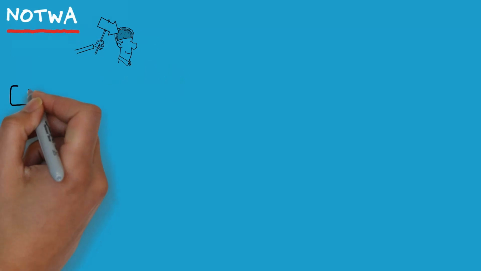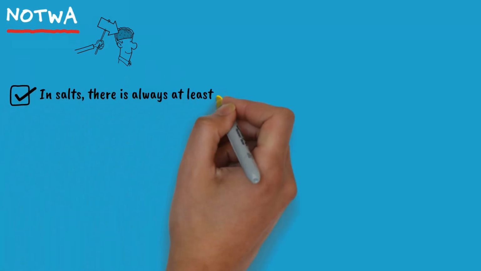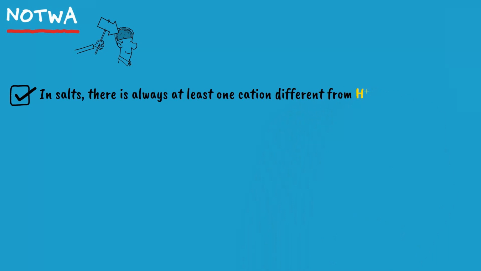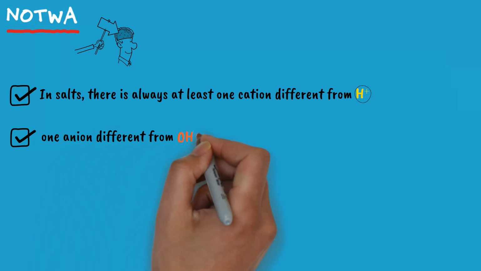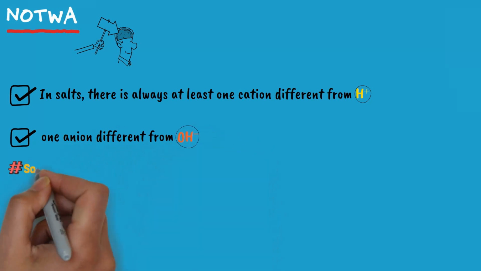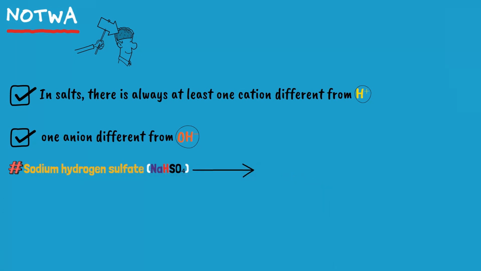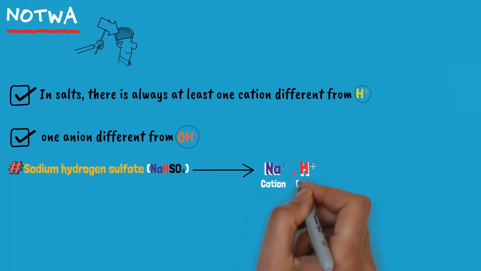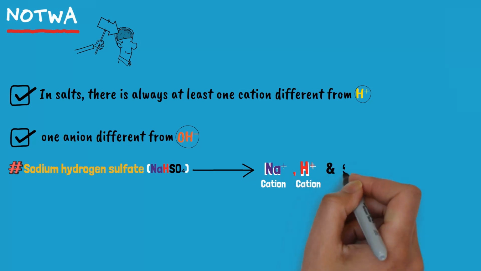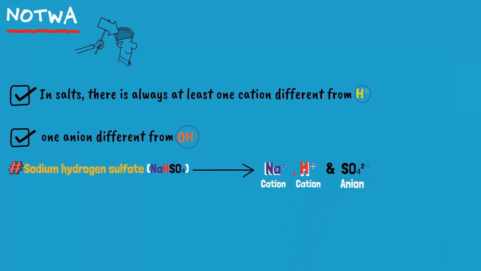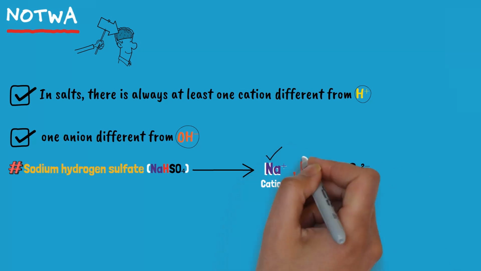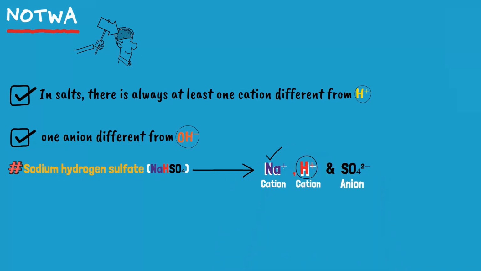Please remember this. In salts, there is always at least one cation different from hydrogen and one anion different from hydroxide. For example, in sodium hydrogen sulfate, there are three different ions: sodium, a positively charged cation, hydrogen, a positively charged cation, and sulfate, a negatively charged anion. Here, the cation is different from hydrogen ion.